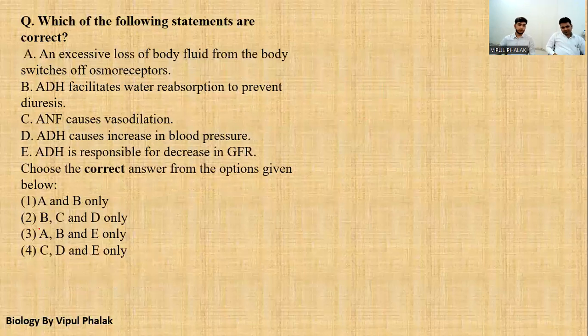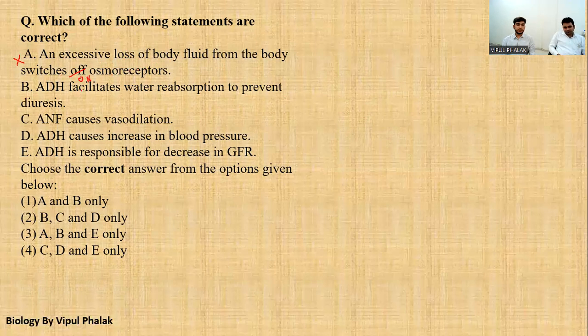Next question, we have to select the correct statements. Statement A, an excessive loss of body fluids from the body switches off the osmoreceptors. This is an incorrect statement because excessive loss of body fluids turns on the osmoreceptors.